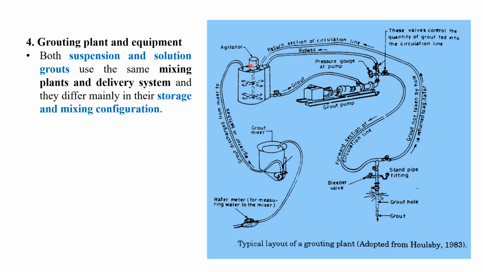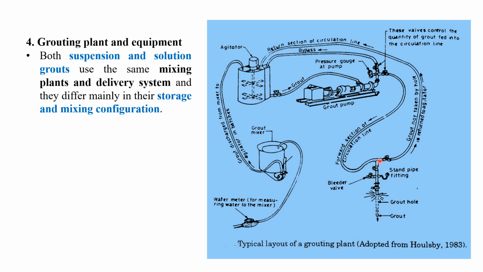Once it is agitated, the grout is taken by this pump, and the pump supplies the grouting materials to the grout hole for injection purposes. You can see different valves here: a pressure gauge at the pump, a bypass line, and a return selection of the circulation line. These valves control the quantity of grout fed into the circulation line. So this is the circulation line. From here the grout comes, and it is injected into the grout hole for grouting purposes.